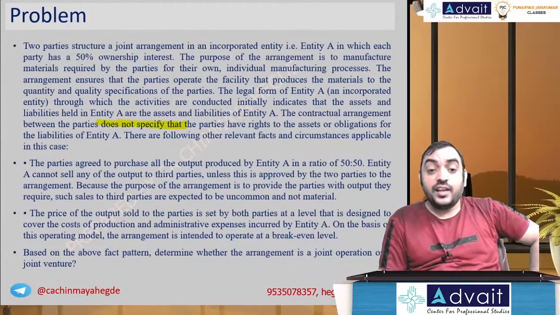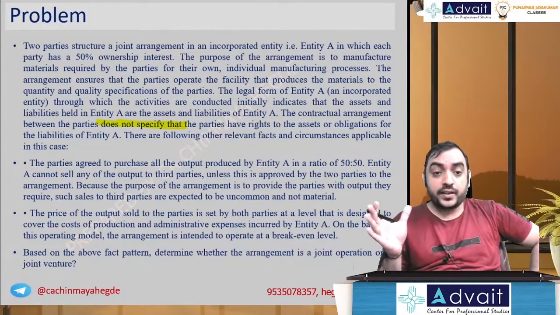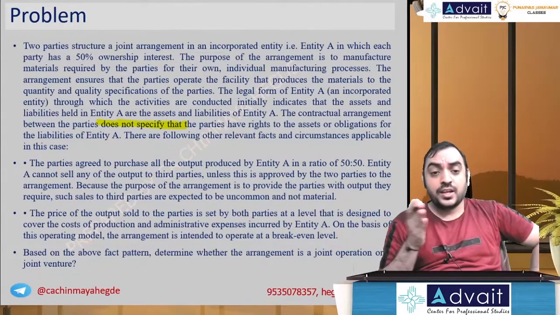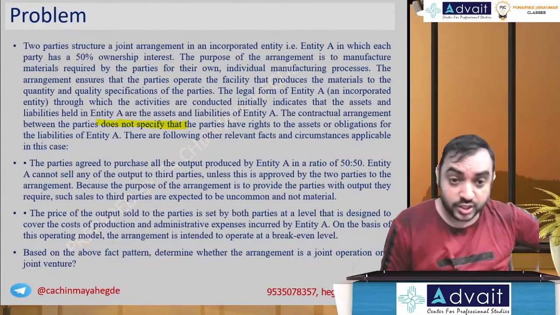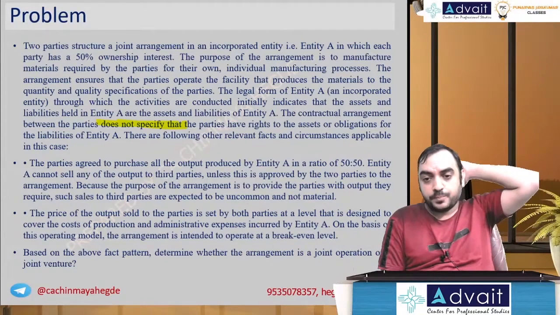Entity A cannot sell any output to third parties unless approved by the two parties in the arrangement. Because the purpose of the arrangement is to provide the parties with the output they require, such sales to third parties are expected to be uncommon and not material. The price of the output sold to third parties is set by both parties at a level designed to cover the cost of production and administrative expenses incurred by entity A. On the basis of the operating model, the arrangement is intended to operate at a break-even level.